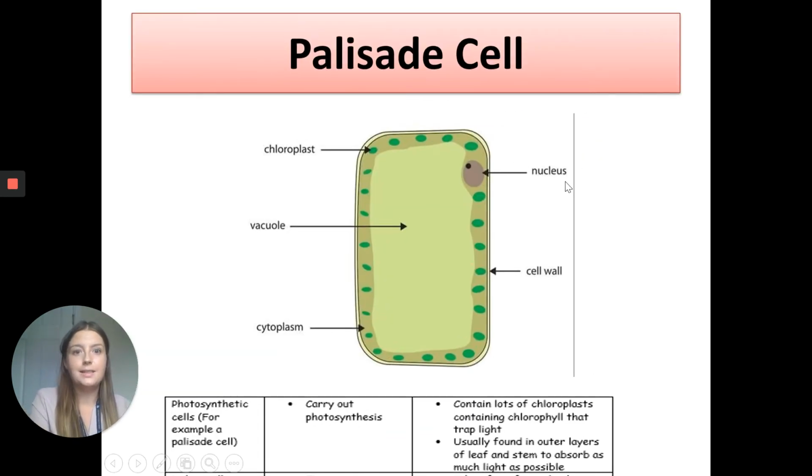Okay, so palisade cell. So the palisade cell is in the mesophyll layer of the leaf. So we've got the waxy cuticle, you've got the upper epidermis, and then you've got the mesophyll layer. And these are at the top of the mesophyll. And the idea of a palisade cell is that it absorbs all the sunlight that's required for photosynthesis. Okay, well, a vast amount anyway. So you can imagine that they probably contain lots and lots of chloroplasts so that the chlorophyll can then trap the light. And again, like I just said, they're located either on the outer layers or towards the top of the leaf to absorb as much sunlight as possible.